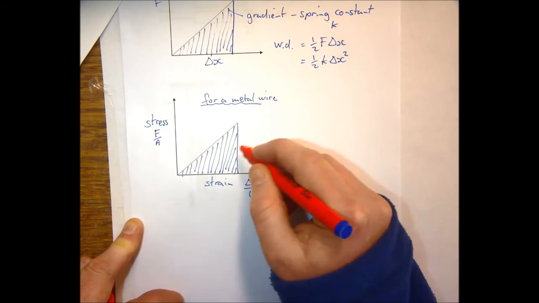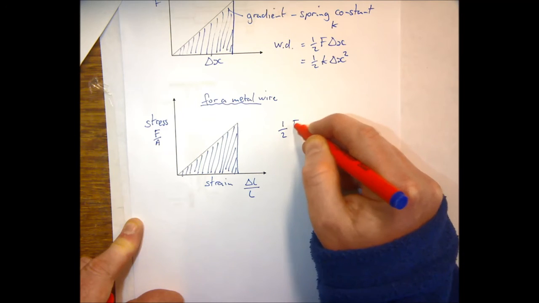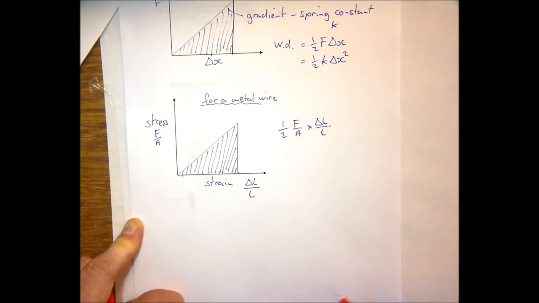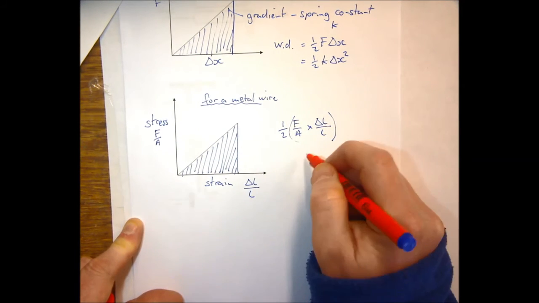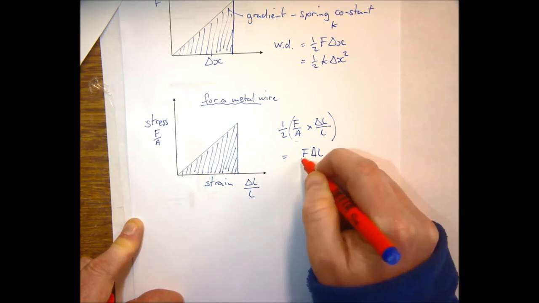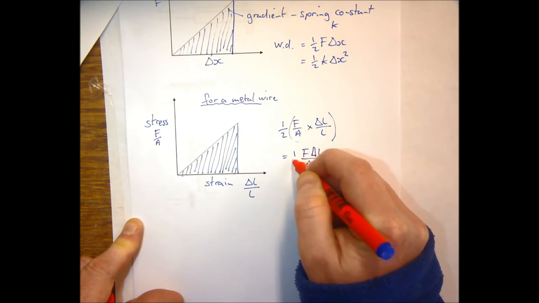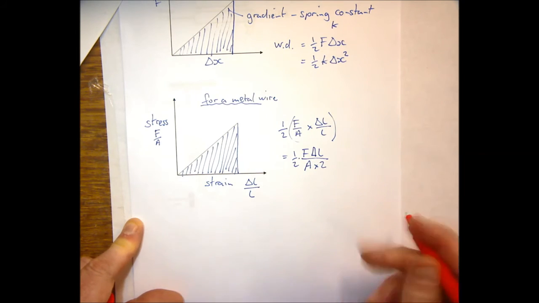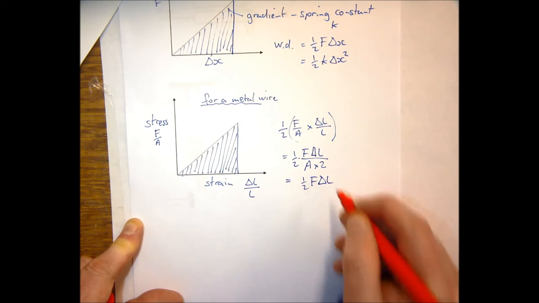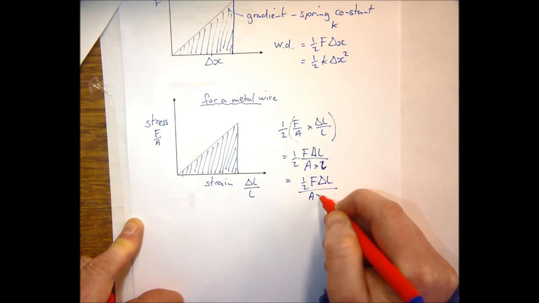So it's going to be half base times the height, half F over A times delta L over L, and we end up with F delta L over A times L, and there's a half there. So on the top we have half force times the extension, delta L, and on the bottom we have cross-sectional area times the original length.